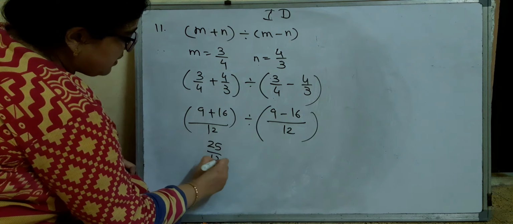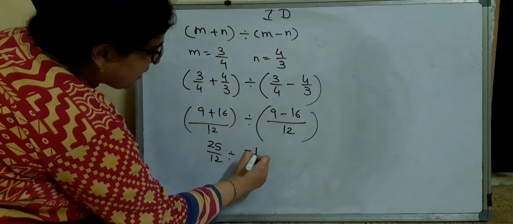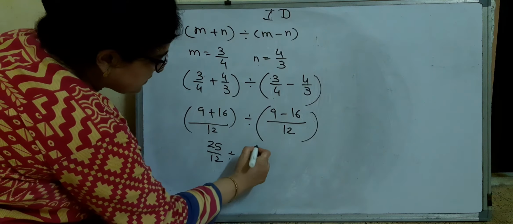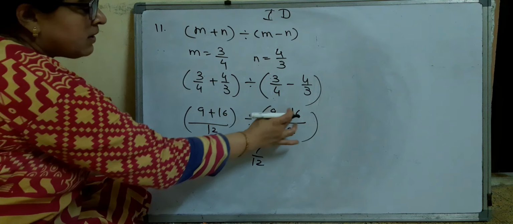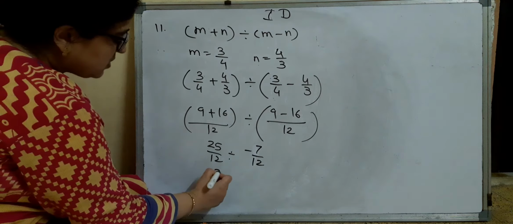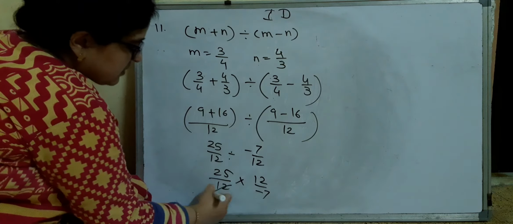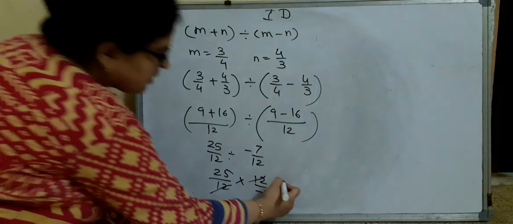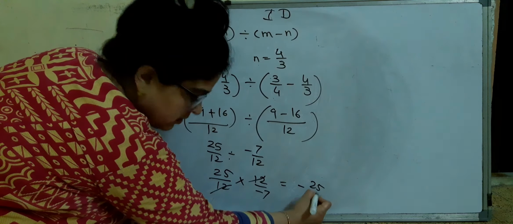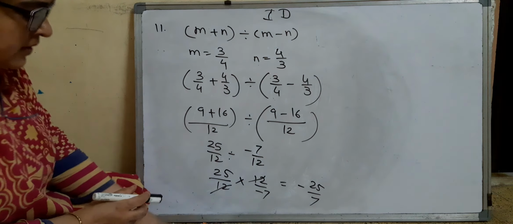25/12 divided by -7/12. 9 minus 16 is -7, the greater number's sign, minus. Now 25/12 multiplied by 12/-7, 12 cuts. The answer is -25/7. 11 second sum complete.